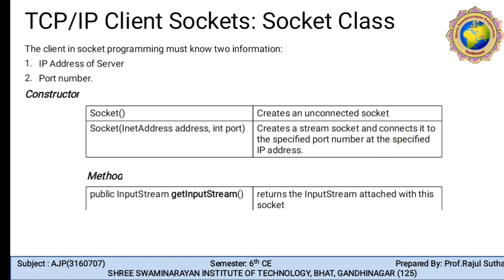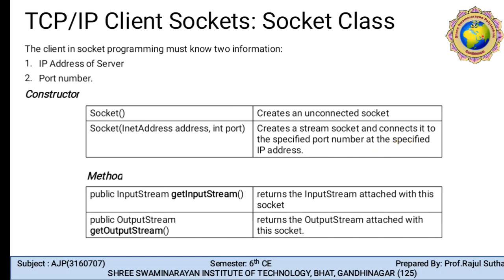Now the methods. Here the method public InputStream getInputStream returns the input stream attached with this socket. And the second method, public OutputStream getOutputStream, returns the output stream attached with the socket.